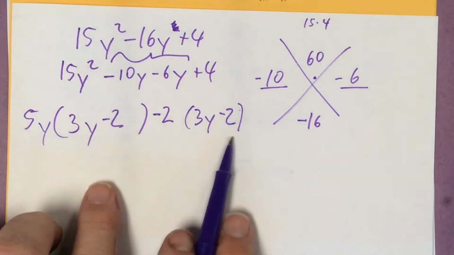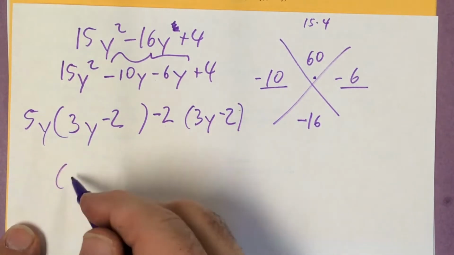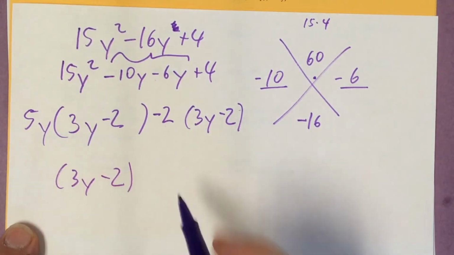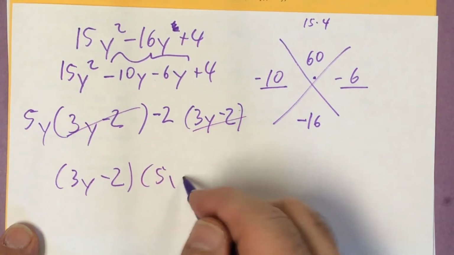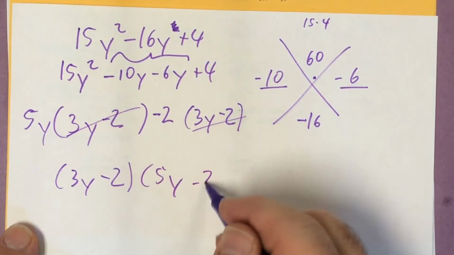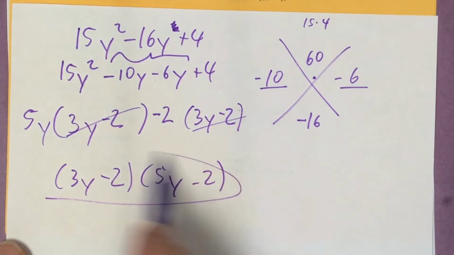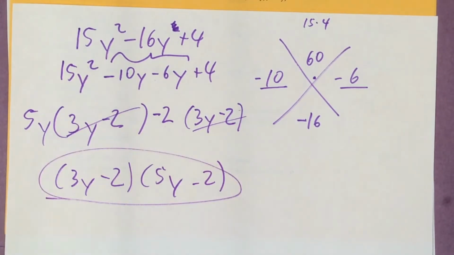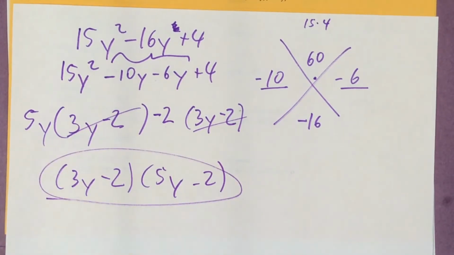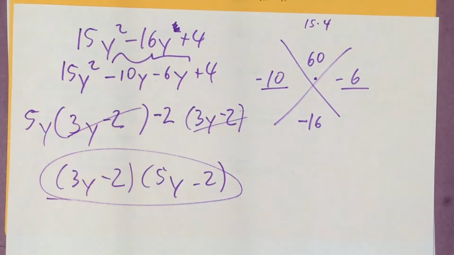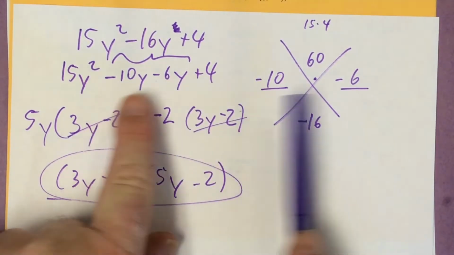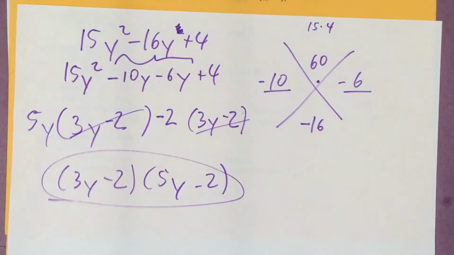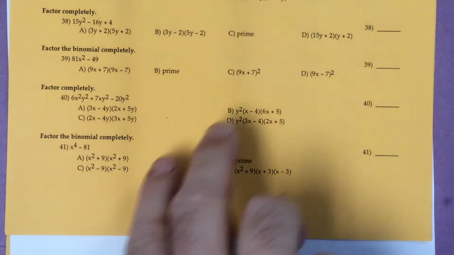So we have the common binomial in both of these. So that's going to be 3y minus 2. And if we cross that out, what we have left is 5y minus 2 here, then minus 2 here. And now we have factored that completely. So what did we use here? We used factoring by grouping to do this, as is necessary. And we split this up using the two numbers that we got from the X box. And that was, by the way, question 38.